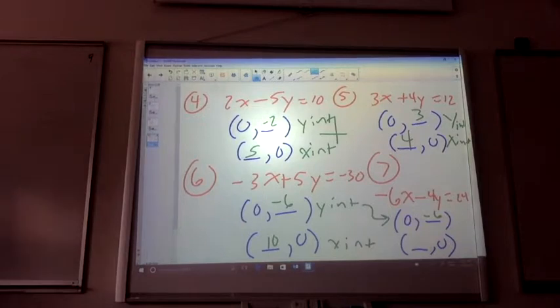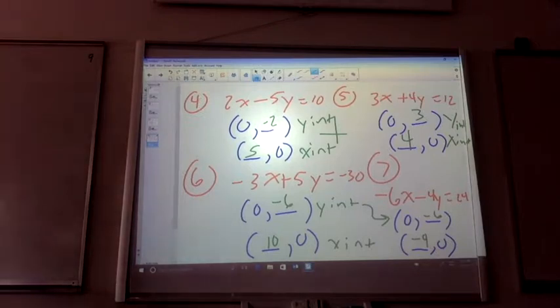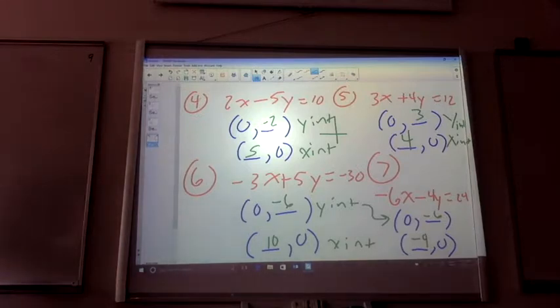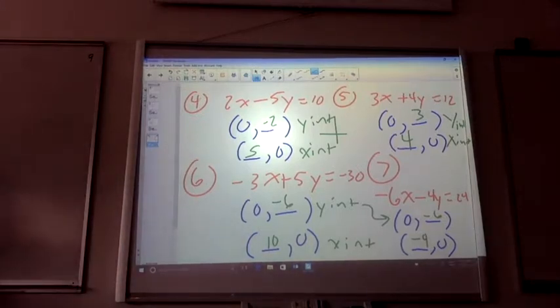So again, these are all just identifying where to find the x and the y-intercepts. The nice thing about these is all of our numbers go into the number on the other side of the equal sign equally, allowing us to find the x and the y-intercept pretty easily. Yes or no?